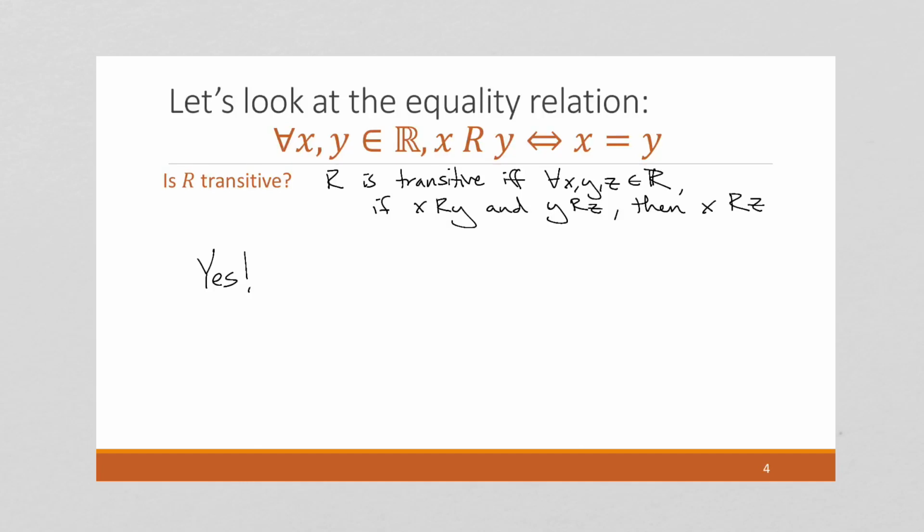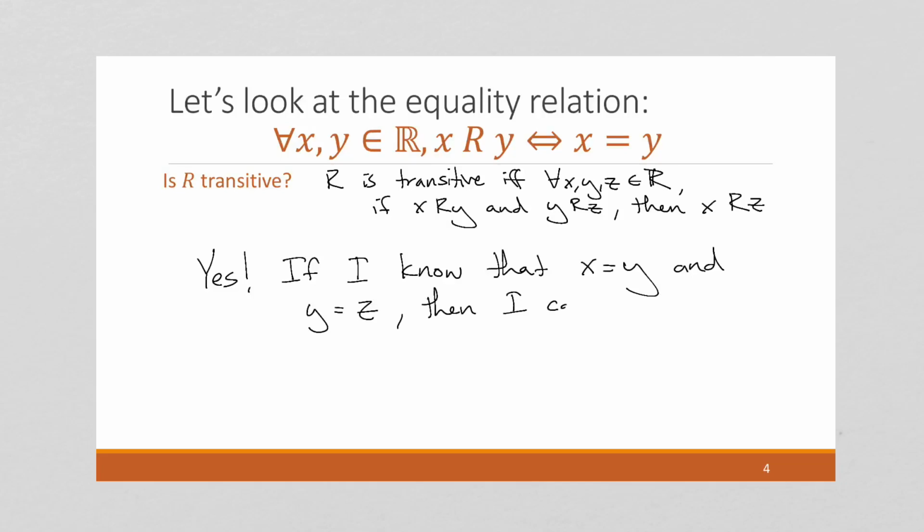Right, so if I have the statement that x equals y and y equals z, then I can substitute x for y into y equals z and get x equals z, which is what we were trying to show.